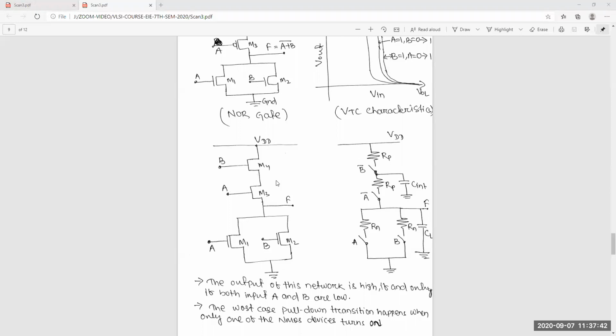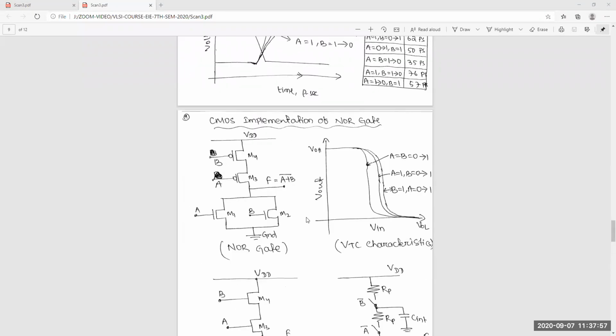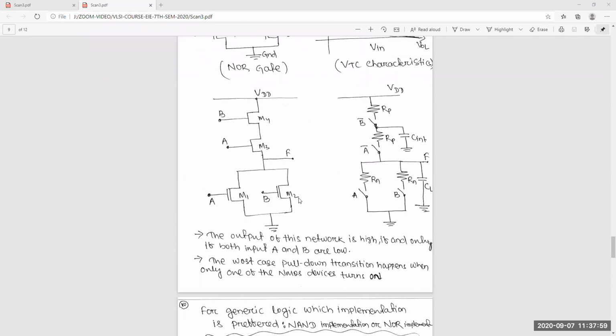So you can say that TPHL means TPLH, low to high, will be more here, when both will be on, because the resistance will add. So here you can calculate similarly for this case. What is the best case? What is the worst case?